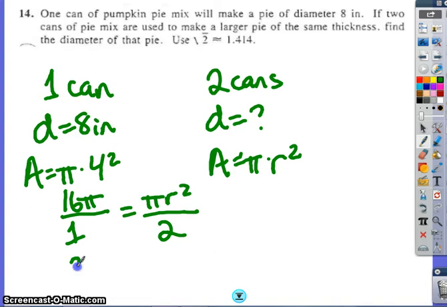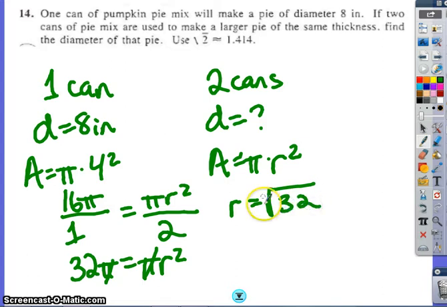Cross multiply here, we get 32 pi. Cross multiply here, we get just pi r squared. 1 times anything is just itself. The pi's will cancel, so I have 32 equal to r squared, which means that r is going to be equal to the square root of 32. Now, this is a radius. We're looking for the diameter, so we have to remember that.